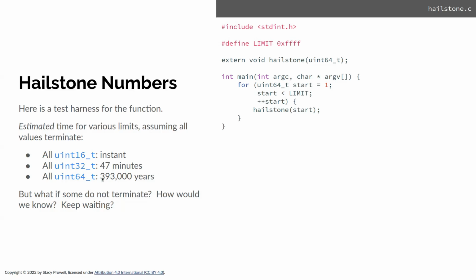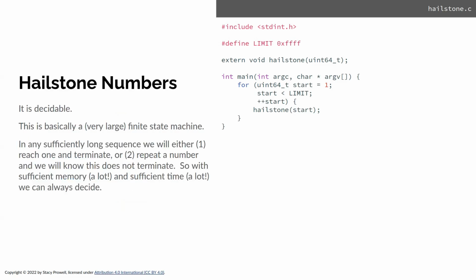What if I run this for 393,000 years? I get to year 394,000 and it hasn't terminated. Do I keep waiting? I mean, this is based on some assumptions and averages. Maybe I'm just wrong. How long do I keep waiting to see if it eventually terminates?